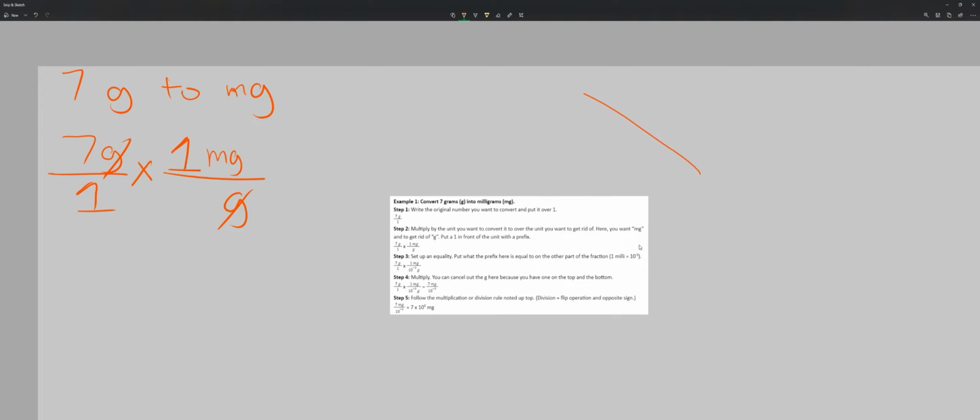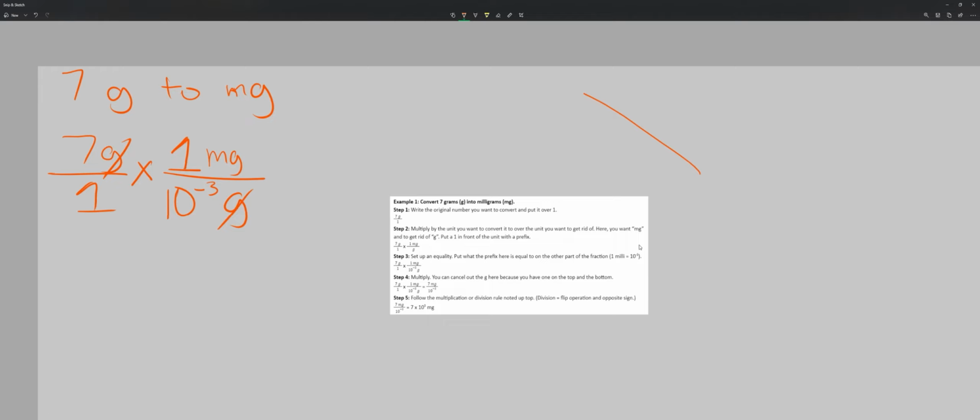And we're going to put the 1 in front of the prefix, the unit with the prefix. And the unit with the prefix is mg here, right? So milli is our prefix. We're going to put 1 over it. And now we're going to come up with an equality, right? So now this is step 3. So what is 1 milli equal to? Well, on your prefixes table, on your reference table, you should see that 1 milli is 10 to the negative 3. And so now we're done with step 3.